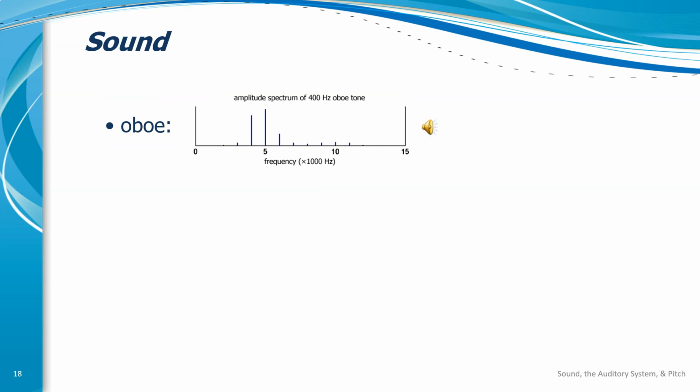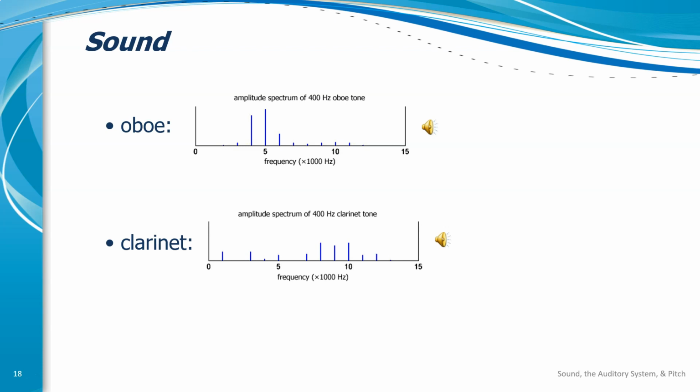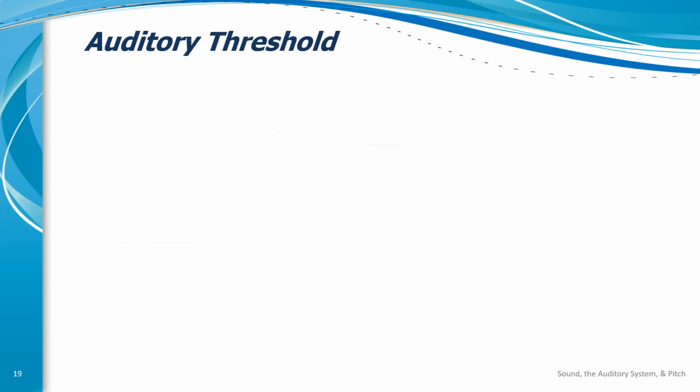So let's go to some synthesized instruments, like an oboe. So this is a 400 hertz oboe tone. It's not an actual oboe, it is synthesized. It sounds like this. That's a pretty crummy synthesized version. Okay, and here's a clarinet. So again, it looks very different and it sounds pretty different as well.